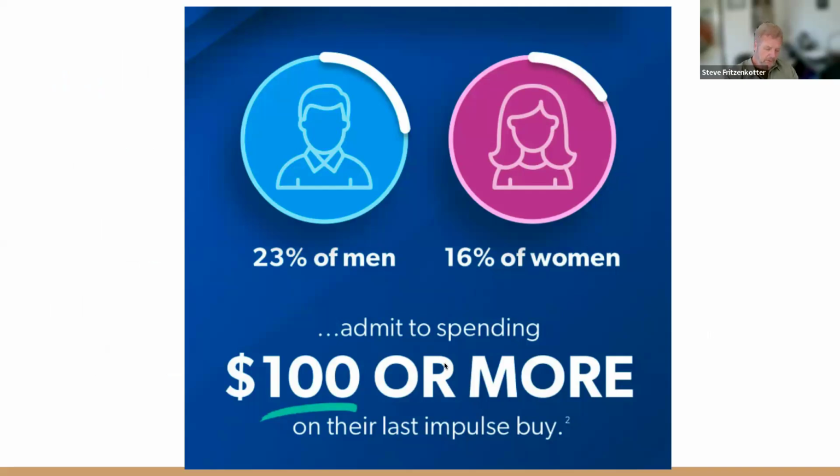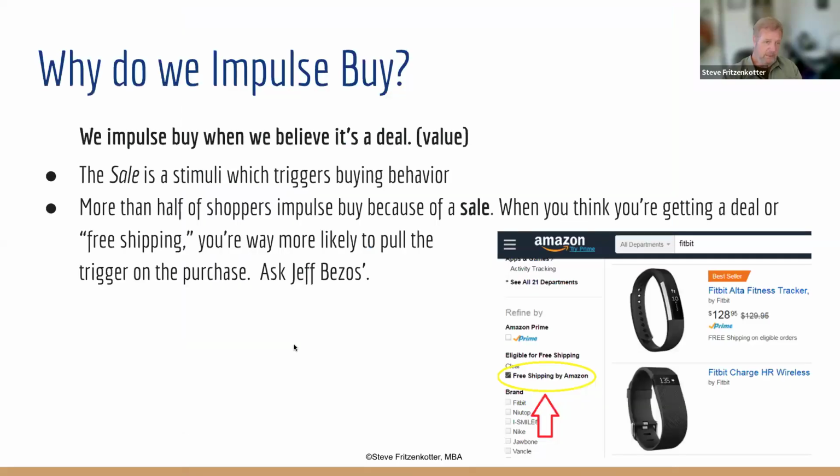And some argue that men spend more on impulse buying than women. I'm not sure if that's even true. But sometimes what men are buying might be more expensive items, like power equipment, things like that. Women may have less expensive items. This really depends. So why do we impulse buy?